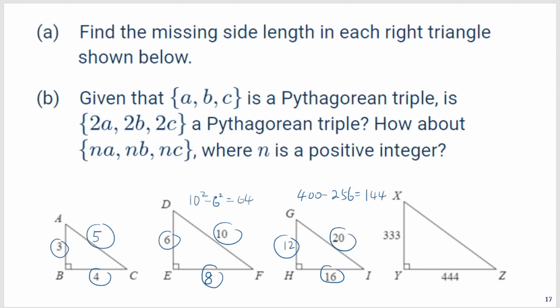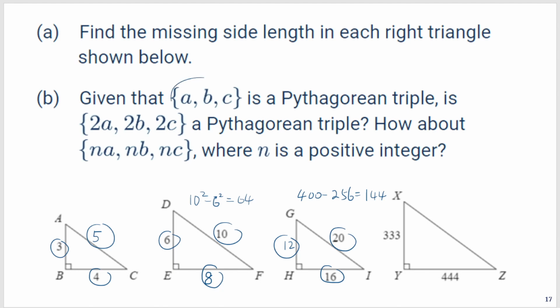They still form a Pythagorean triple, right? So it's probably the case that when you multiply each number by an integer, the new three numbers are still a Pythagorean triple, right? So can you actually prove that? Yes, of course we can, right?